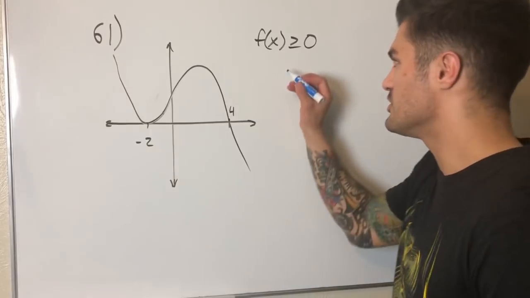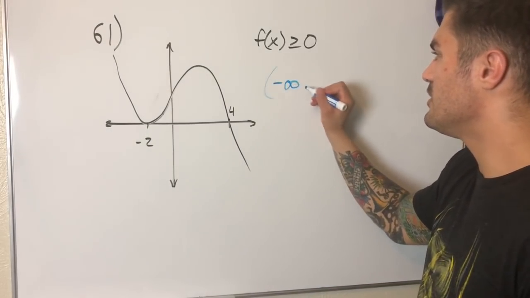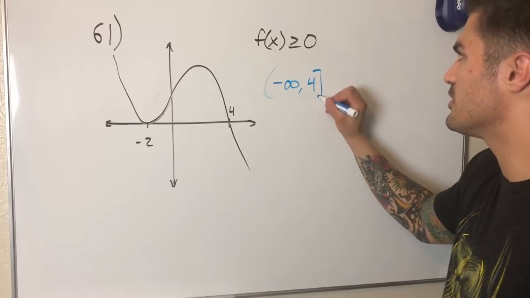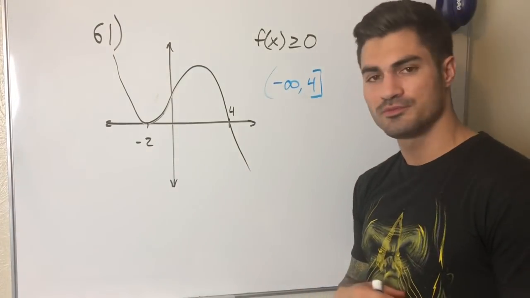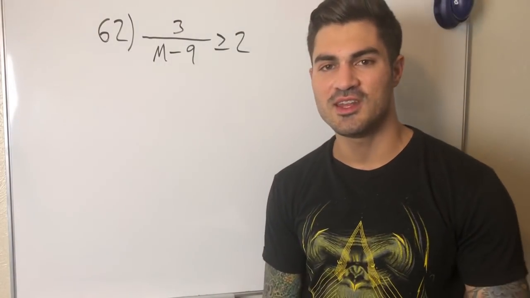So our solution set in interval notation is negative infinity all the way to 4, including 4, because we are greater than or equal to. All right, for number 62, it says solve the inequality, write the solution set in interval notation.